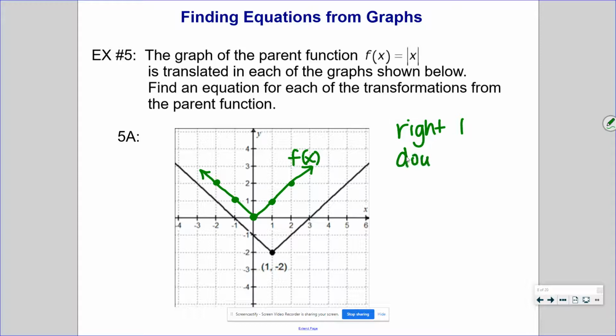So I need to write an equation that shows move right 1 and go down 2. Now, right 1 would have to go inside the absolute value because it's a horizontal movement, and we would say minus because minus means right. And then down 2 would be subtracting 2 on the outside. So that would be your answer for 5.